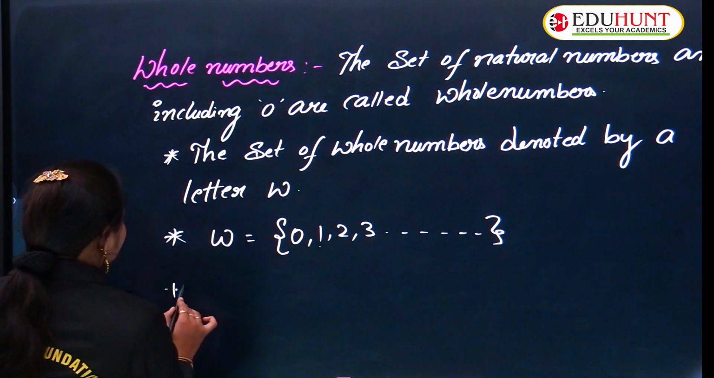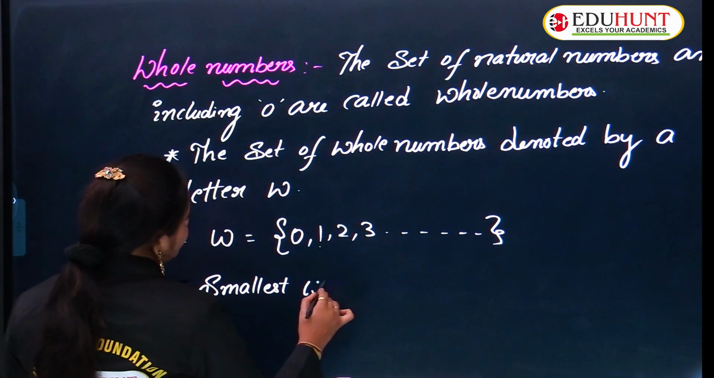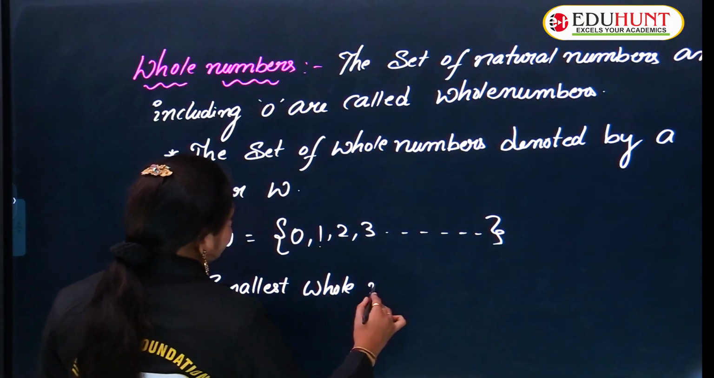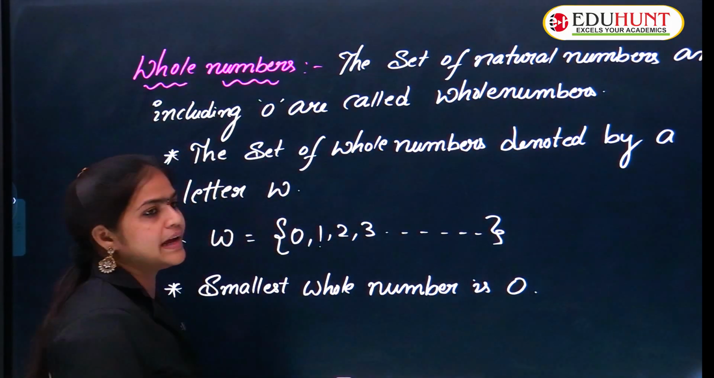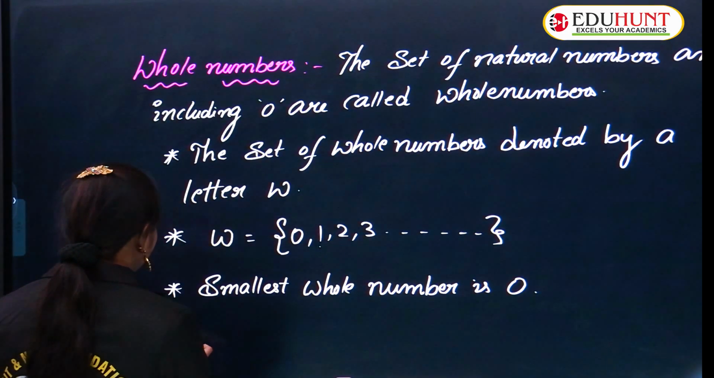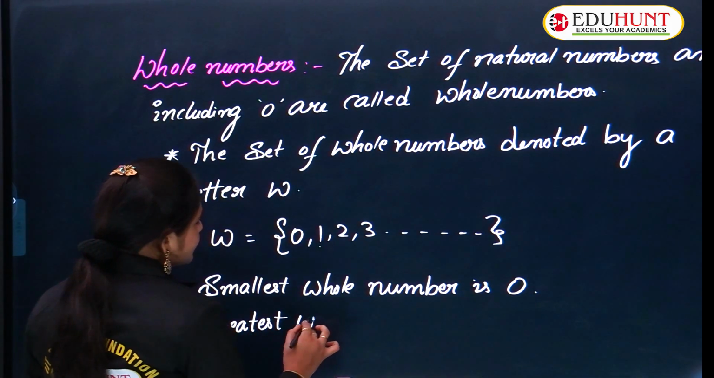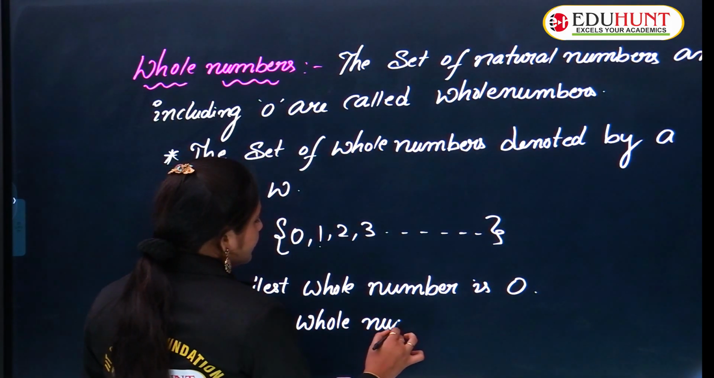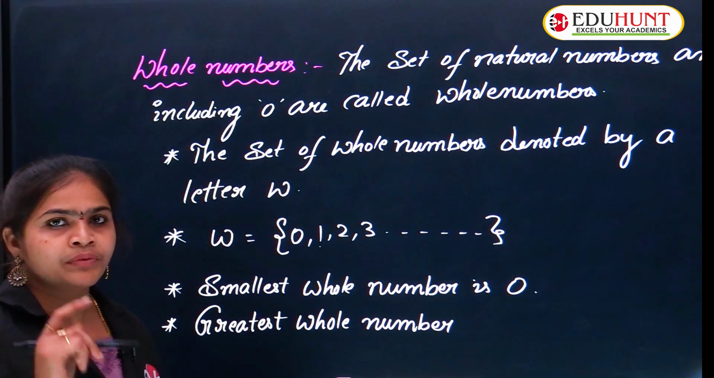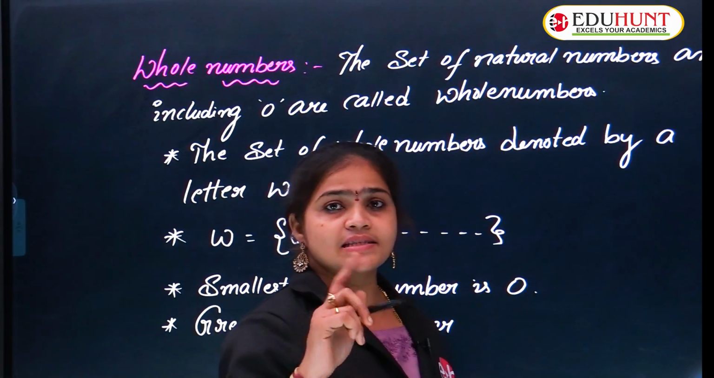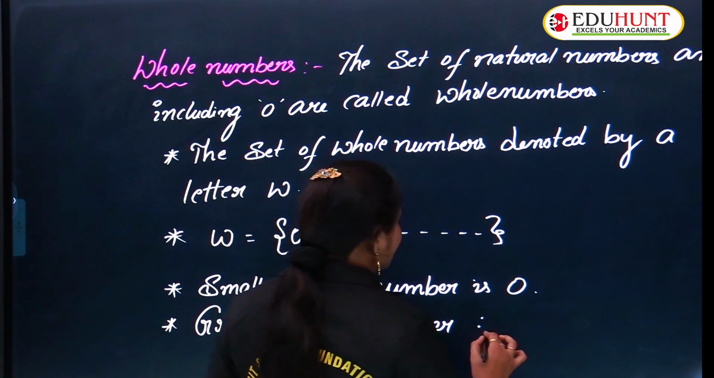What is the smallest whole number? That is 0. What is the greatest whole number? Is it possible to say here? Greatest whole number is related to natural numbers only, no? In natural numbers also I told you that the greatest natural number is undefined, right? Here also the greatest whole number is undefined.